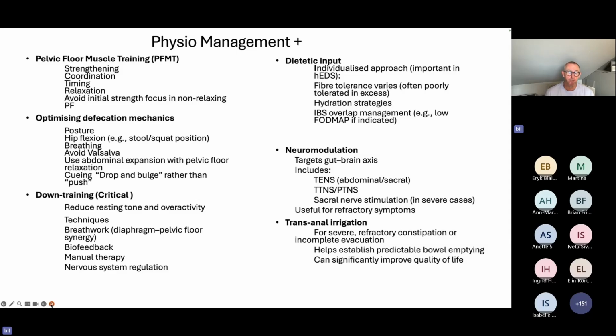Dietetic input, obviously, if you're comfortable with sharing nutritional advice with patients and you feel you have that knowledge, that's fine. If you don't, then I refer my patients on to a specialist nutritionist.